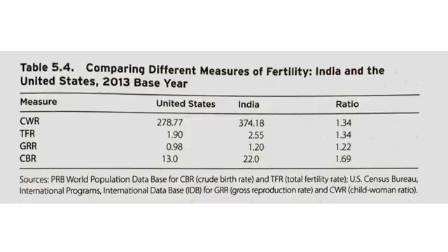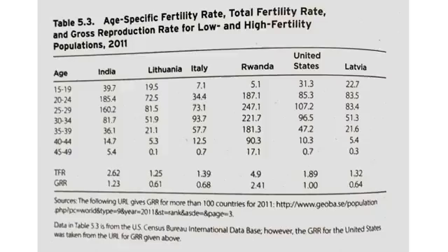The total fertility rate, India also comes out ahead there, 2.55 versus 1.9. The gross reproductive rate for the United States, 0.98, which is right about at replacement level, whereas India is over that at 1.2. And then the crude birth rate, India comes in almost twice that of the United States, 22 versus 13.